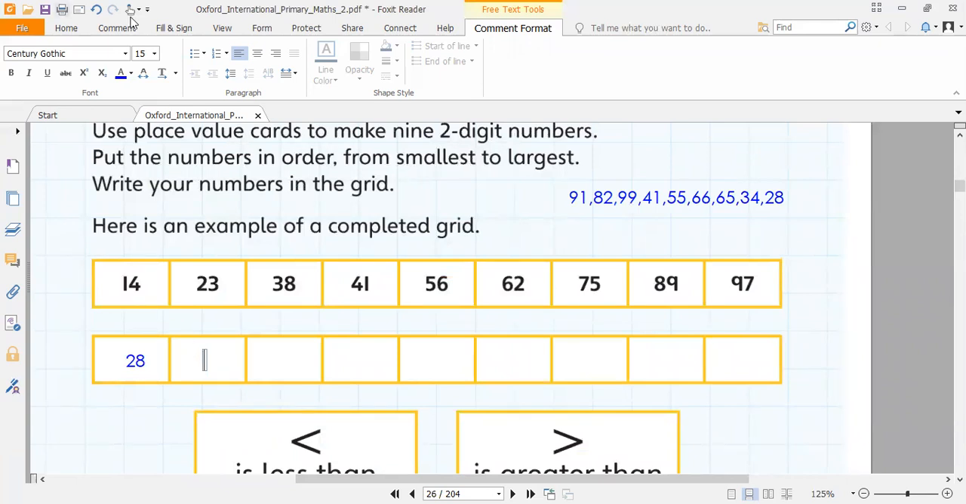Then the next larger number is 34, then 41, then 55, then 65, then 66, and then 82, then 91, and then 99.